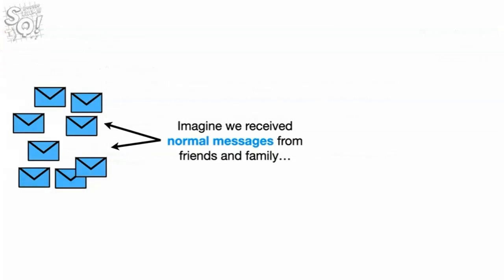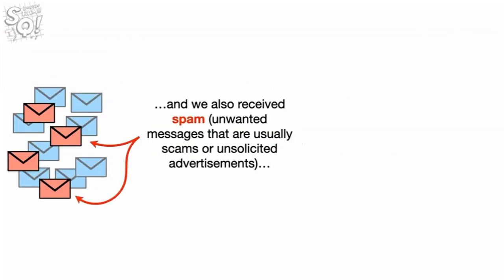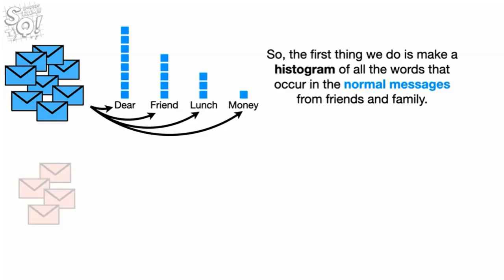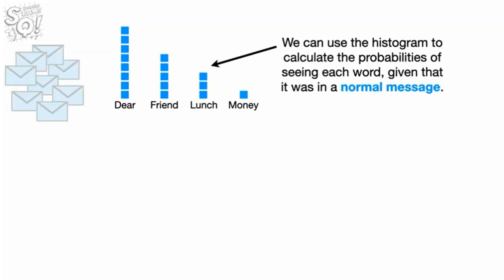Now, imagine we receive normal messages from friends and family. And we also receive spam, unwanted messages that are usually scams or unsolicited advertisements. And we want to filter out the spam messages. So, the first thing we do is make a histogram of all the words that occur in the normal messages from friends and family. We can use the histogram to calculate the probabilities of seeing each word, given that it was in a normal message.